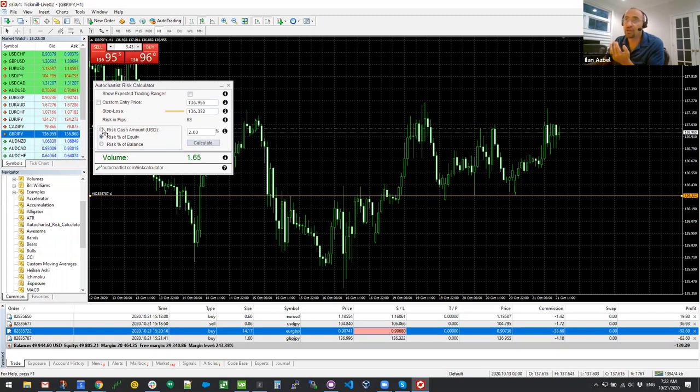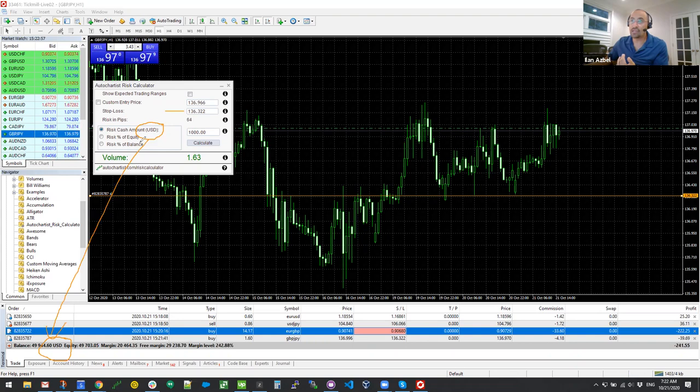But you can also just look at it from a pure dollars perspective. Now, if your account is not in USD, mine is in USD, then your risk amount will adjust to your account. So if you've got a euro account or an Australian dollar account, then the risk calculator will show you the risk in your account currency, which I think is quite a useful little feature.